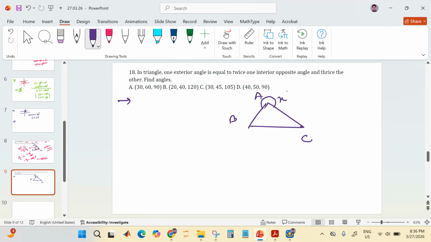It is x degrees, equal to twice one interior opposite angle. So these are the interior opposite angles. So it is twice, that means it is x by 2 degrees, and thrice the other. Okay, I think the same question. So 360 minus x plus x by 2 plus x by 3 equals 22.